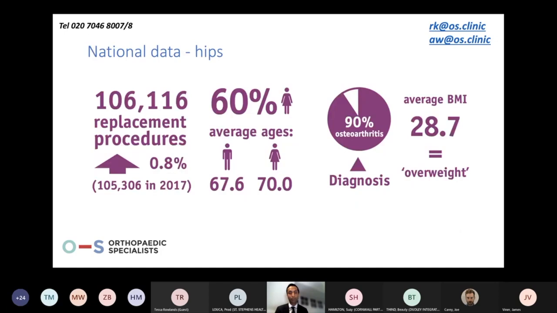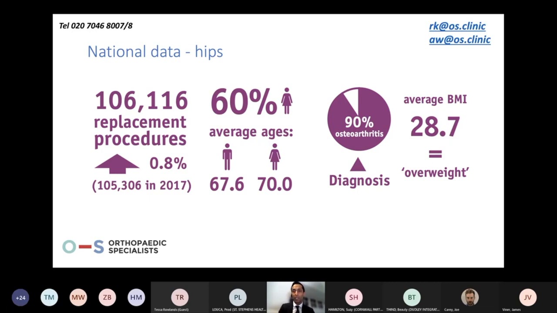This is data from 2017 demonstrating that we had over 100,000 joint replacements performed just in that year, and it was a rise of 1% compared to the year before. Now, this isn't unusual, and in fact, the reason why I haven't presented more recent data is because of the pandemic, and that has skewed the results. But if you look at year on year prior to these figures, the numbers have always been in the region of 100,000, and they're increasing every year.